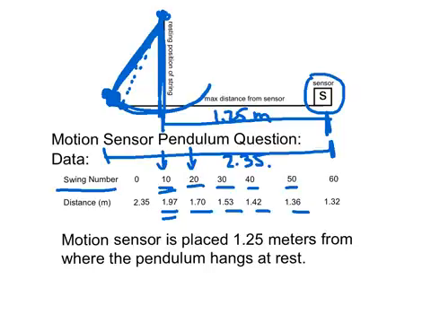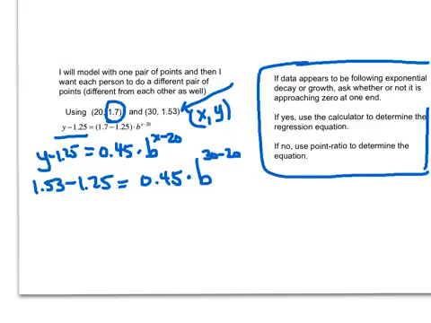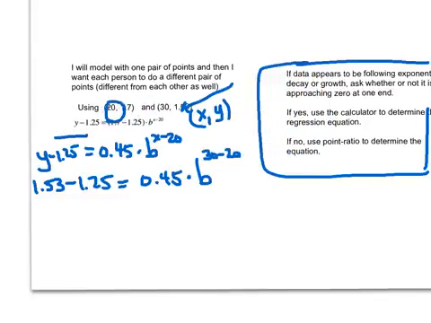So that's the situation that's going on. Because of friction and those kinds of things, the swing gets less and less over time. Initially it was 2.35 meters away, and the distance to the rest position from the sensor is 1.25 meters. So that's the situation we're in. What I'd like to do is model with one pair of points, writing the equation. And I've chosen these two points from the table of values on the last slide.